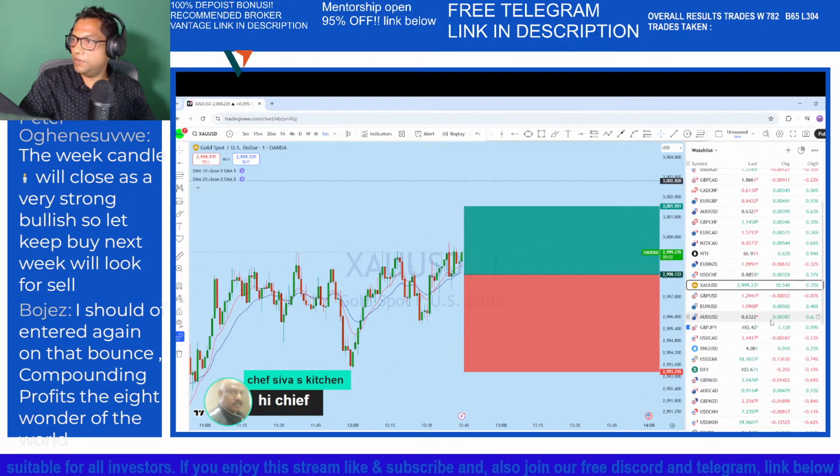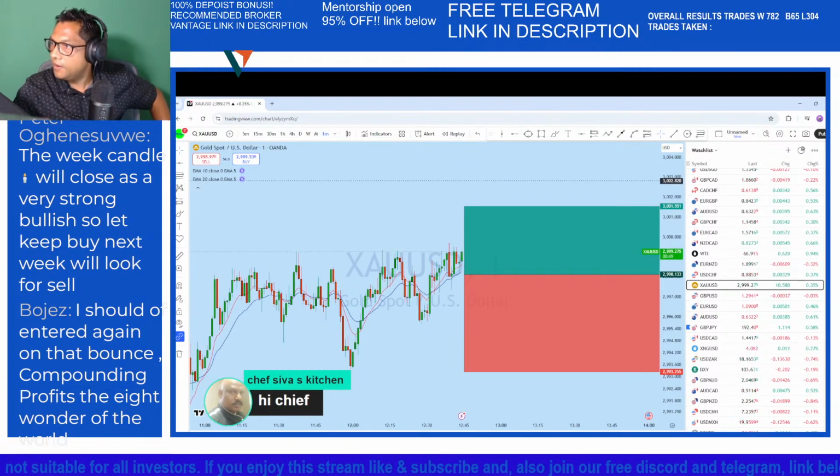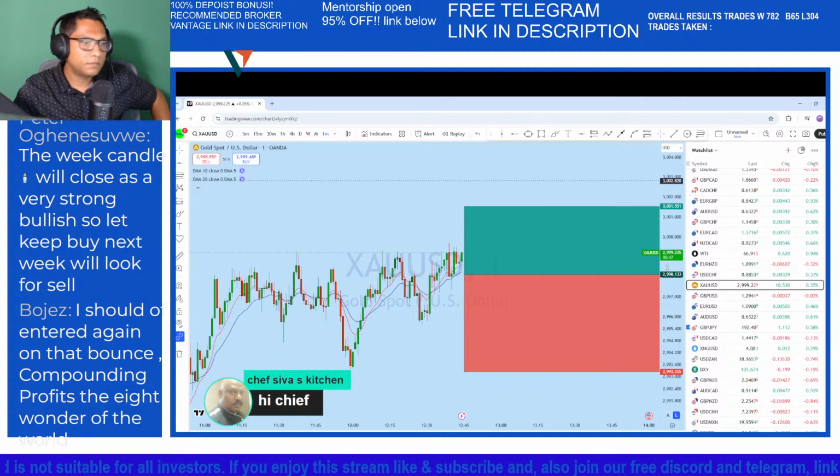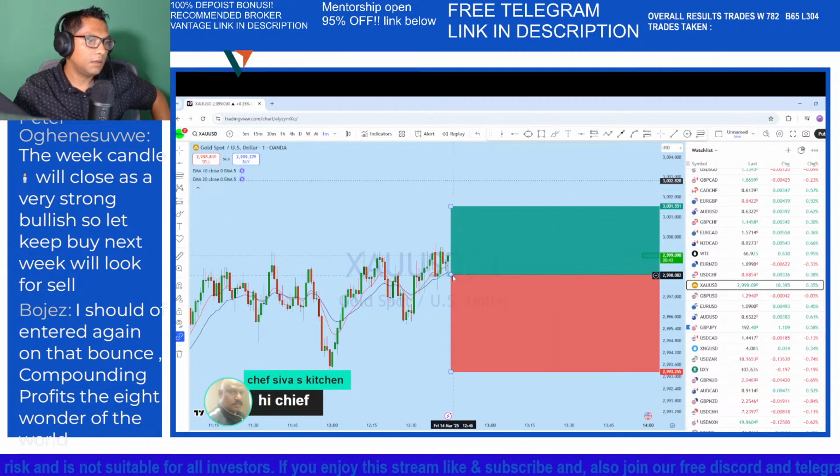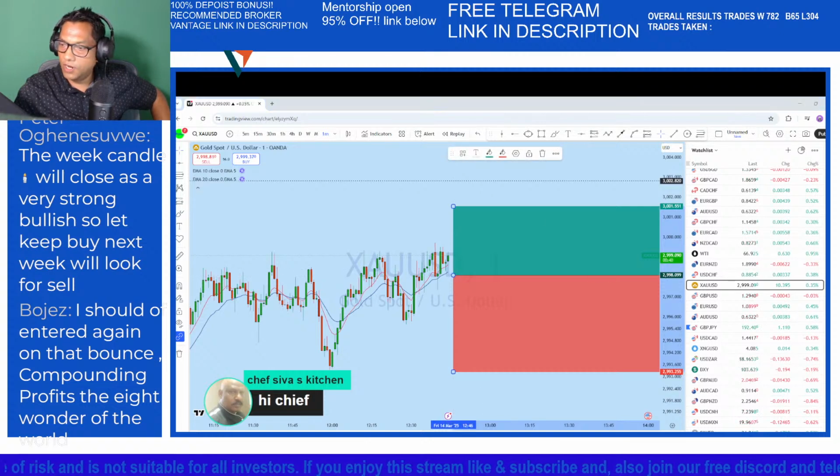Okay, so momentum is so far up. This is a very narrow zone.